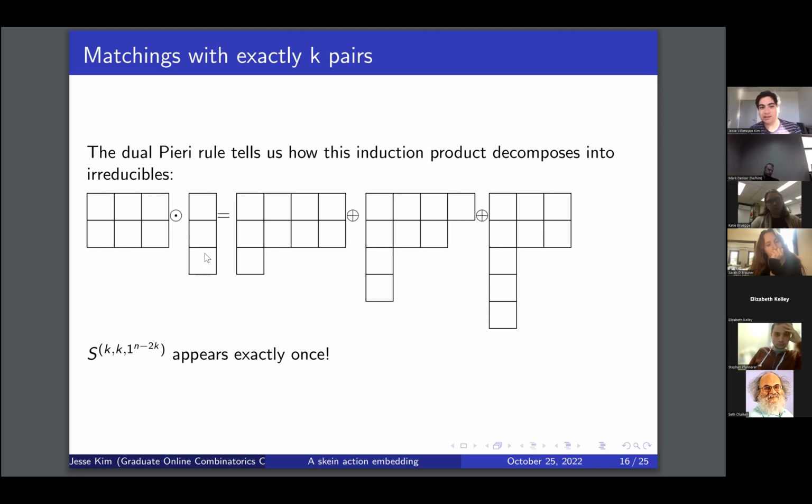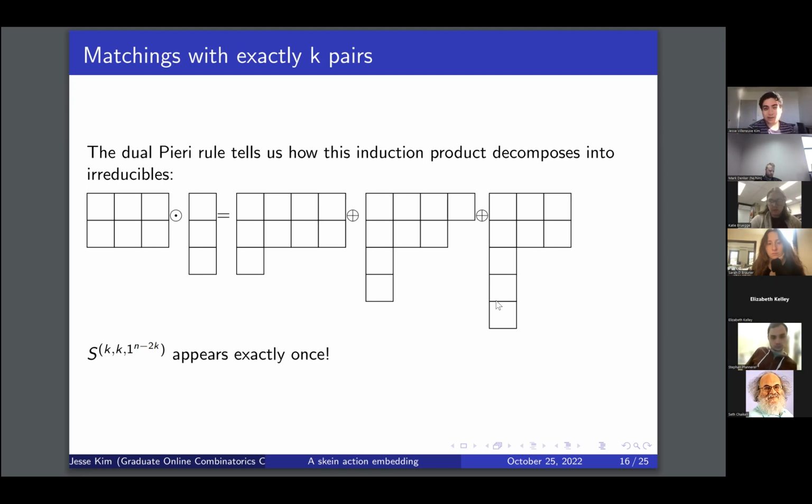The Pieri rule tells us that this breaks down as a sum of irreducibles, where we add one element to, or we add 3 elements all in different rows. So we can either add them in the first, second, and third row and get a k plus 1, k plus 1, 1, or we can add 1 in the first row and 2 in the third and fourth rows. And so we get a k plus 1, k, 1, 1, or we can add them all at the bottom in a column. And that gives us our k, 1 to the n minus k shape.